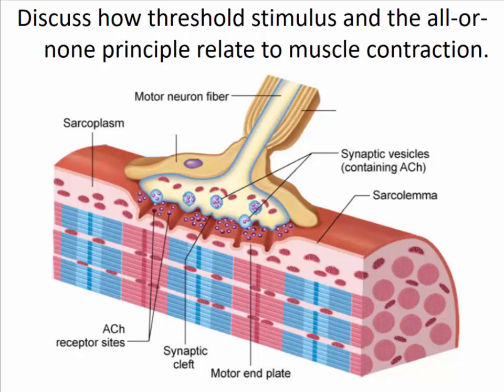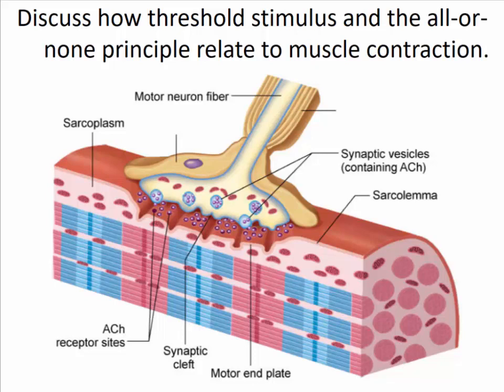So the threshold stimulus is the minimal strength of stimulus needed to cause the muscle to contract, and the all or none principle is that once that muscle fiber starts to contract, it contracts completely. One of the key things to note here is that we're talking about the muscle fiber, the muscle cell, not the muscle as a whole.